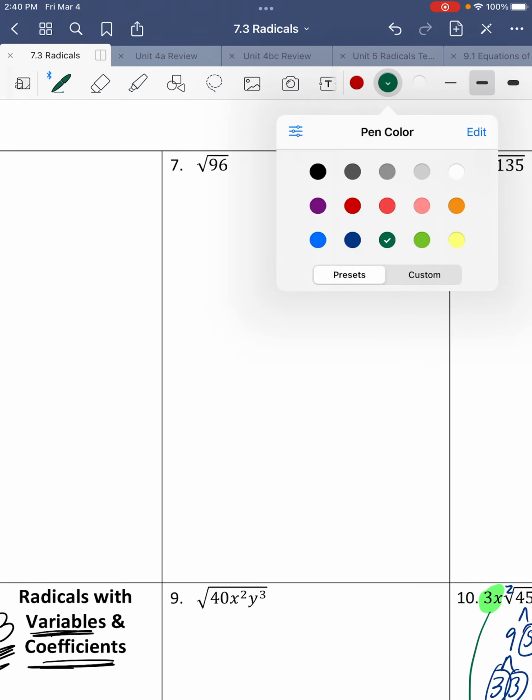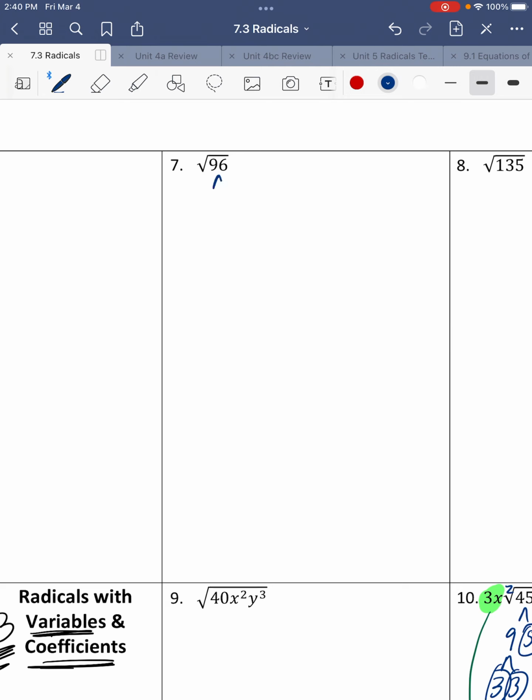Break that down. We have 96, ends in an even number, so that's 48 and 2. 48 is 24 and 2. 24 is 12 and 2. 12 is 6 and 2. 3 and 2. All right, let's write this out horizontally. So we have 1, 2, 3, 4, 5 2's, and then times 3.